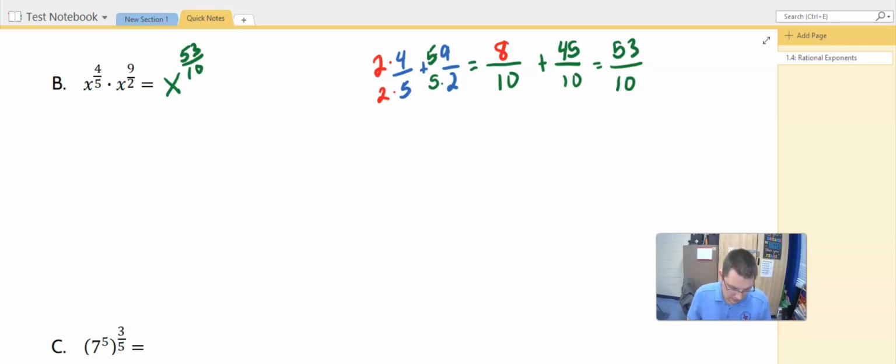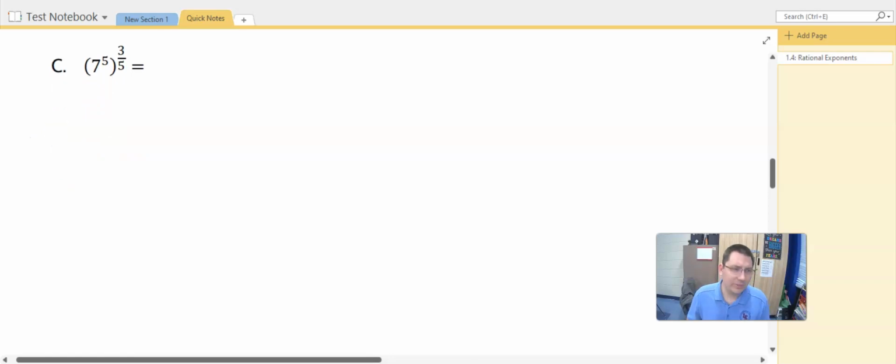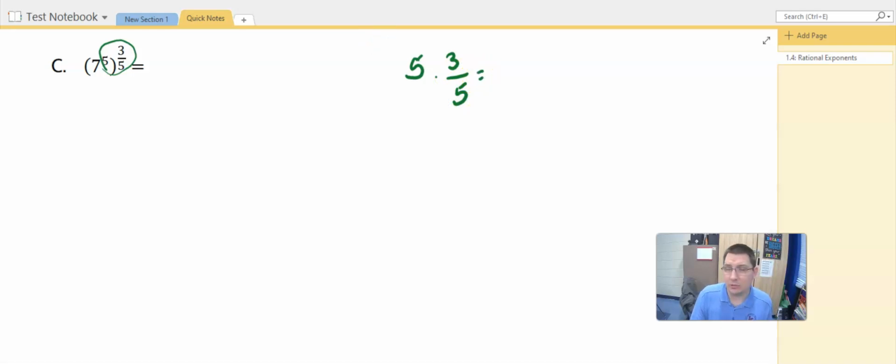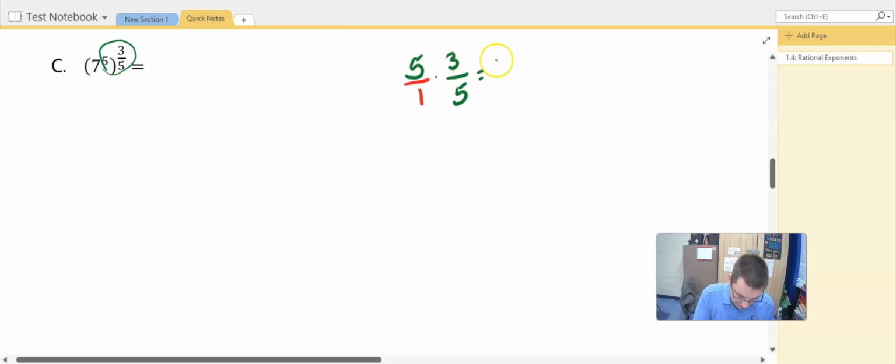Okay? Let's look at example C. We have 7 to the 5th to the 3/5 power. And so since we are power to power, remember, we're going to multiply those two powers. And again, we might want to come off to the side and do it as scratch work. So 5 times 3/5. Well, remember, to multiply fractions, we multiply straight across, numerators to numerators, denominator to denominator. And so we can put this 5 over 1. So we're going to get 5 times 3, 15. 1 times 5, 5. And so 15 over 5 reduces to what?